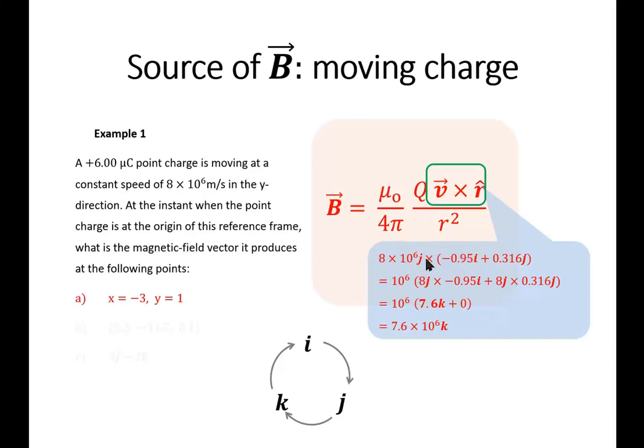Okay. So we are cross multiplying it by the unit vector. And I want to keep this factor out and use the 8 here to cross multiply. We multiply it as if we are expanding, but we are still going to do cross multiplication. So 8g multiplied by negative 0.95i, 8g multiplied by that. Then we are going to use 8j multiplied by 0.316. That is it.